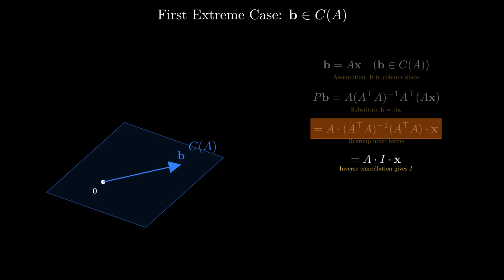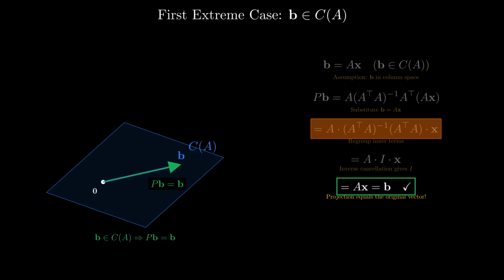So we get A times I times X. That simplifies to AX, which is just B. The projection of B equals B. Projecting a vector that already lies in the column space changes nothing. The shadow coincides with the vector itself.